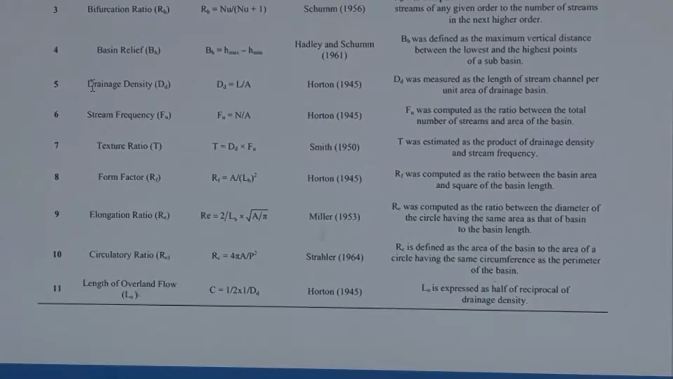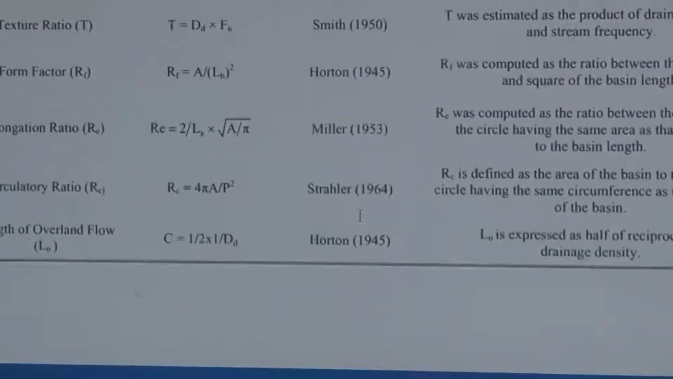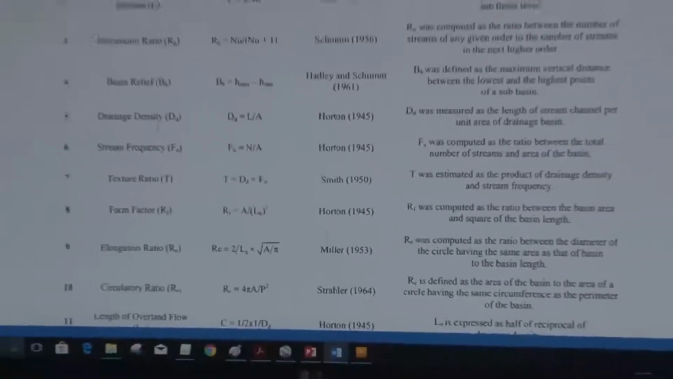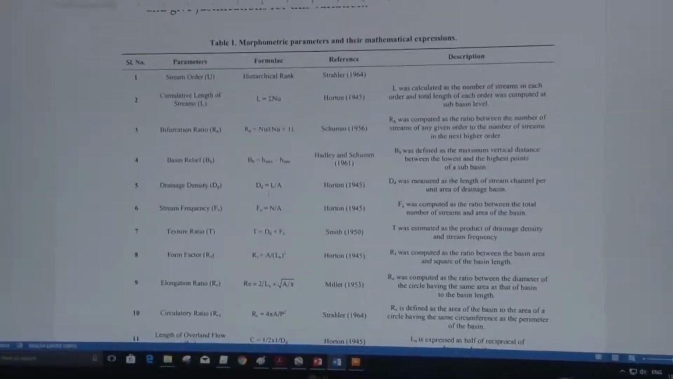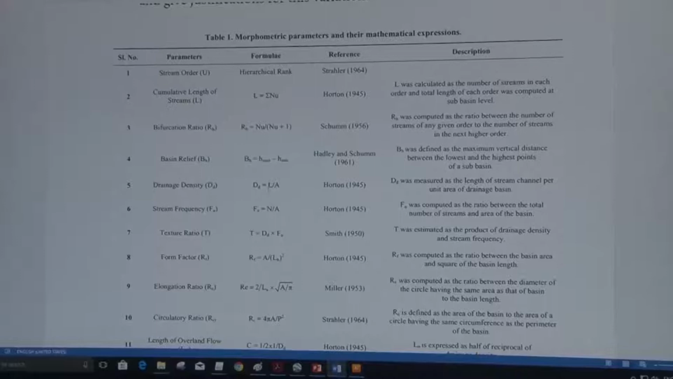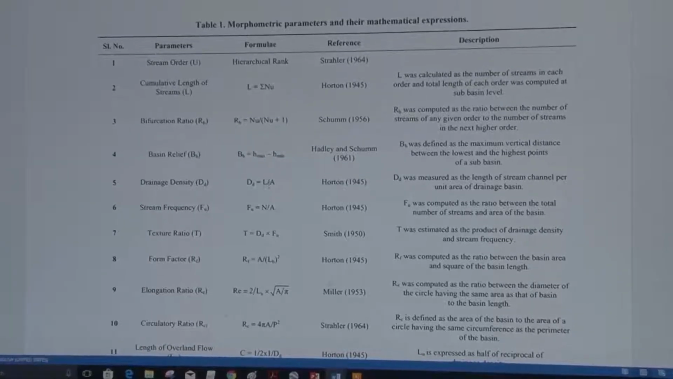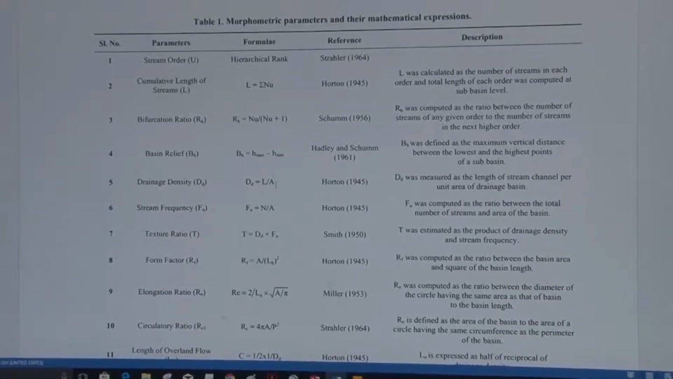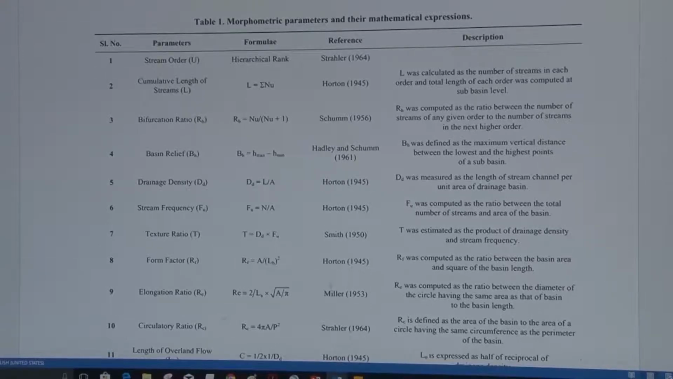And the fifth parameter is very important, that is drainage density. Drainage density can be calculated by dividing the total length of streams, capital L, by the drainage basin area, A.